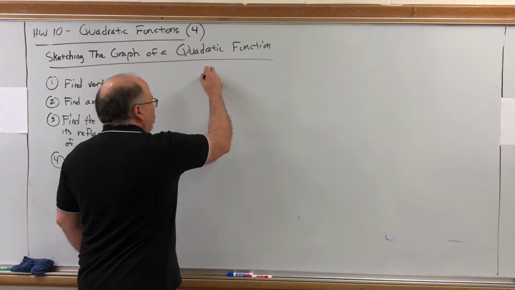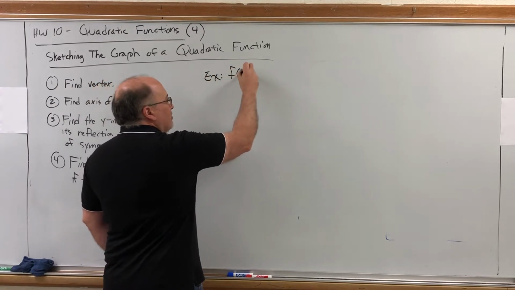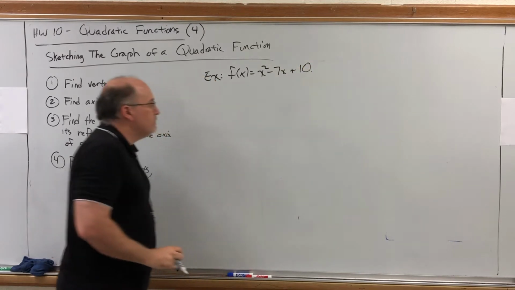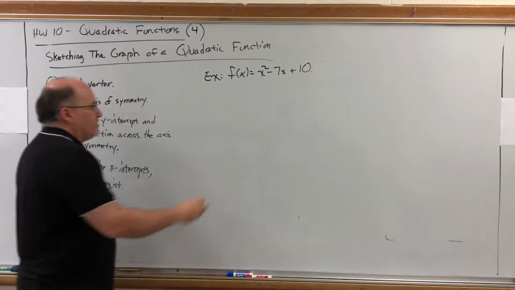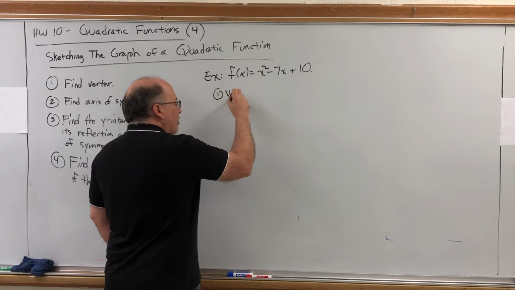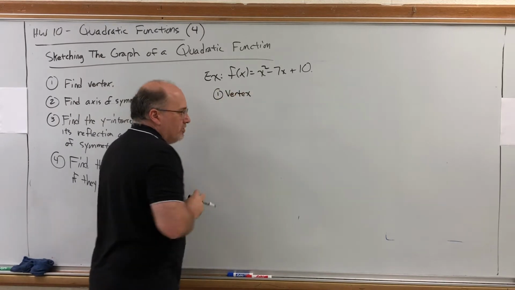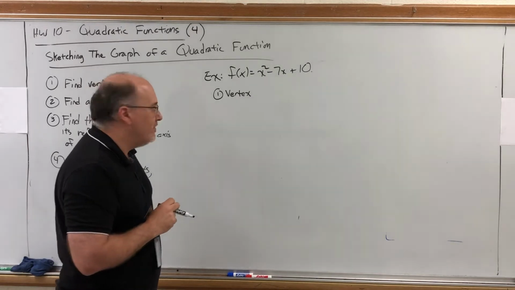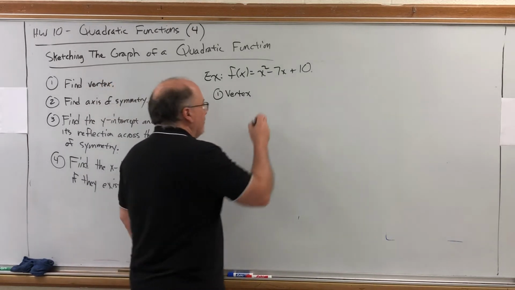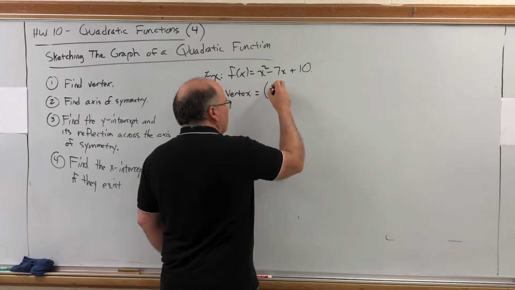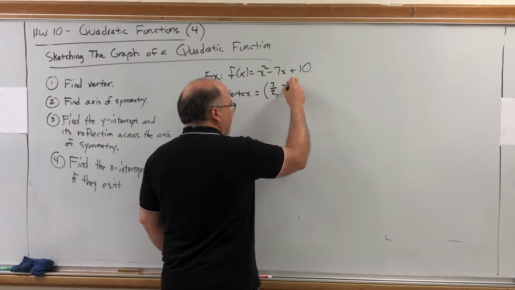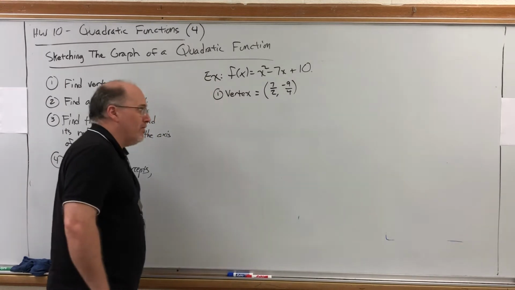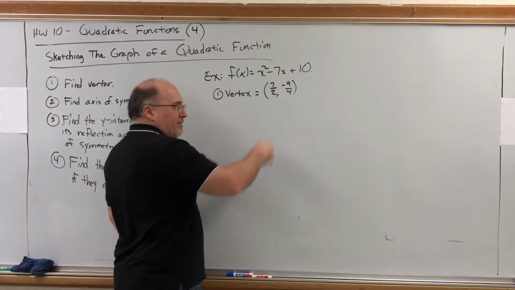So let's take a look at the first example. F of x equals x squared minus 7x plus 10. Starting with the vertex. Well, we already found the vertex in the video prior to the previous one, video number 2 in this series. And I believe the vertex was 7/2, comma, negative 9/4. Yes, because I was saying don't use 3.5, but if you did, you would get negative 2.25.